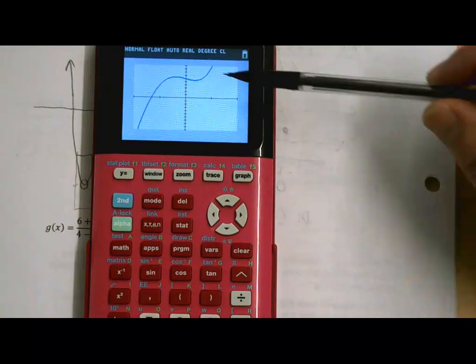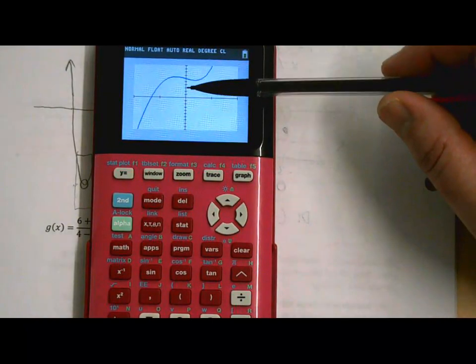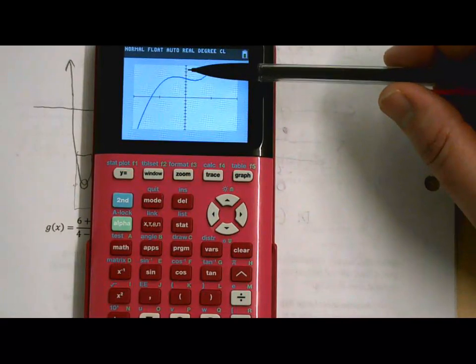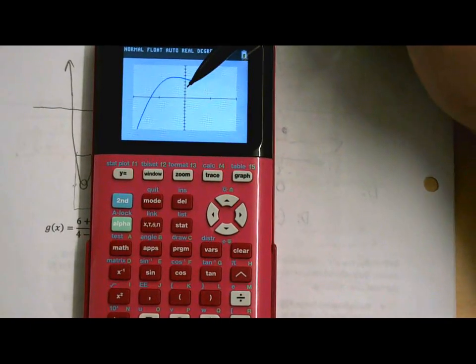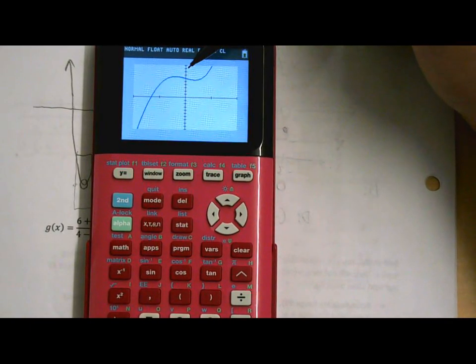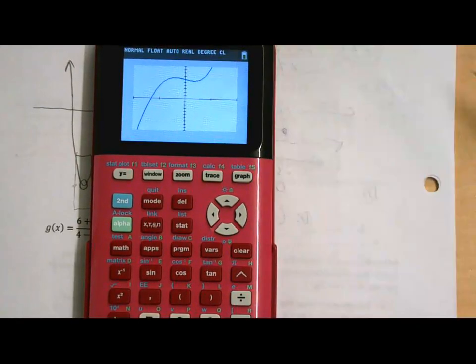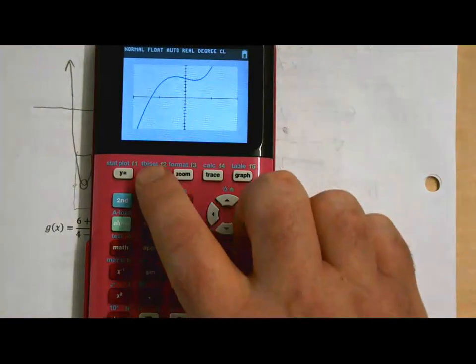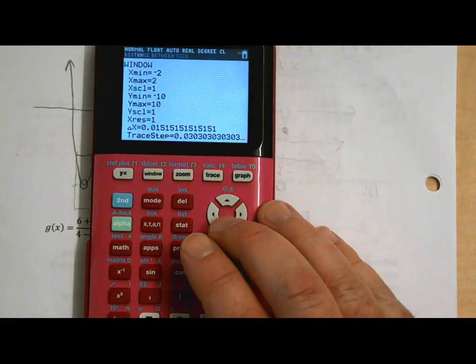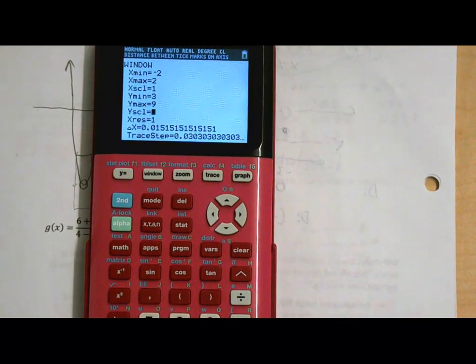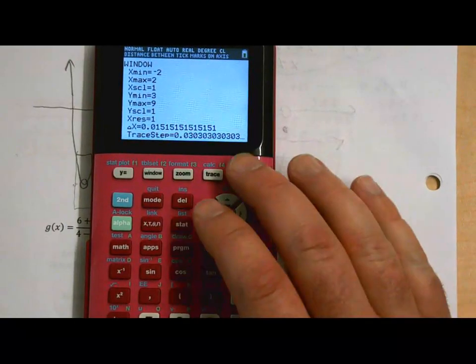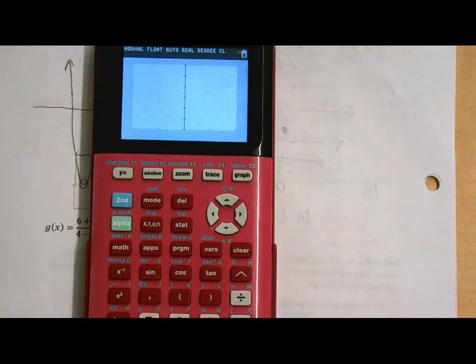If I wanted to, I could have it zoom in the Y direction too. If I wanted to catch this and have it take up the whole screen, I could tell it to go from, I don't know, 3 up to 9 in the Y direction. I'm going to have it go 3 to 9 in the Y direction. Go back to your window. Tell it in the Y direction, go 3 to 9. We're hoping to see that peak and that valley really nice and pronounced. That's good right there.